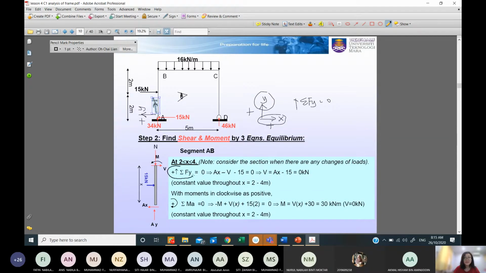You are always using summation Fy when you are dealing with shear, because when you cut a section here, the shear is running in this local y direction. Similarly, when you are playing around with this BC, this X will be running this way and the Y is running this way. So when you are taking summation Fy equal to 0, all the loading in this Y direction will be considered in your summation Fy equal to 0.